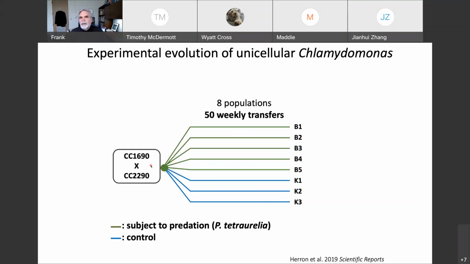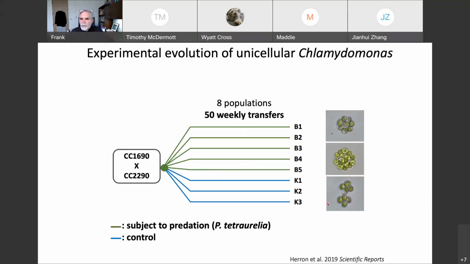They crossed a couple of clammy strains in order to get genetic variation in their populations, and then established replicate populations, 8 of them in total, 3 controls in the absence of paramecium tetraaurelia, and 5 that were cultured in the presence of the paramecium and transferred on a weekly basis. So this experiment went on for a whole year, after which we started to analyze the populations that are described here as B1 through B5, K1 through K3.